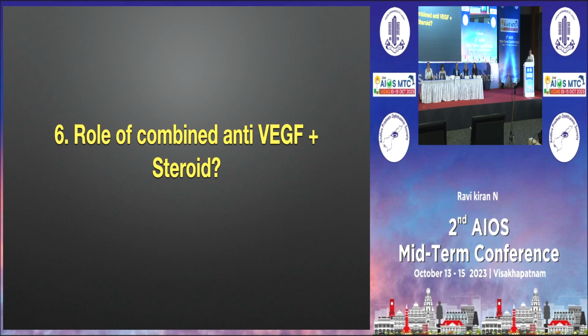Any role of combined anti-VEGF and steroid? Maybe. With the newer anti-VEGFs, there is hardly any role. I showed the cases also. Earlier we used to do it with Avastin, we used to add triamcinolone, but not now. Generally, the answer is no. Right? This is the last question.